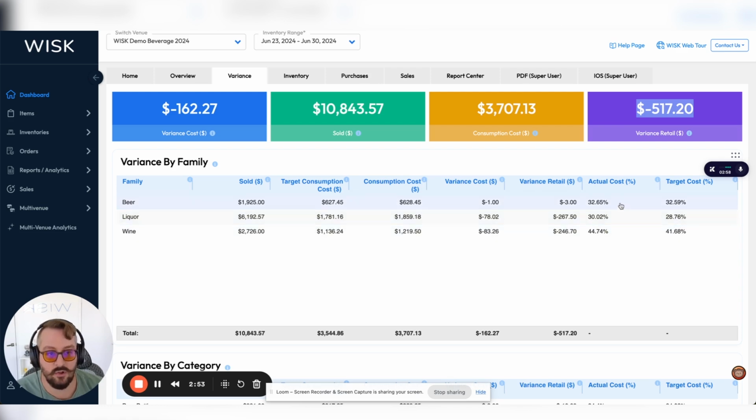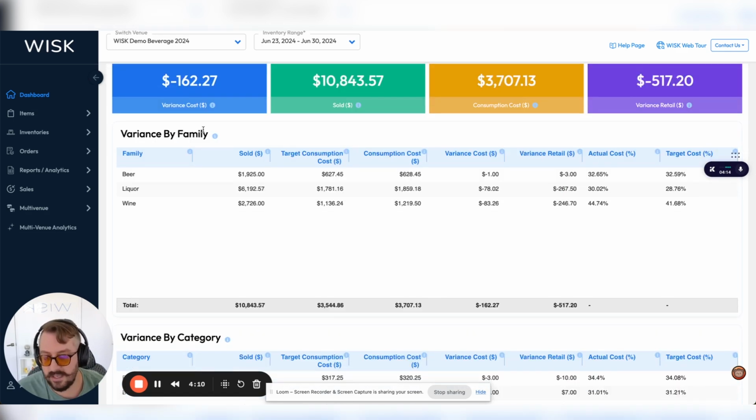And so in this case, what I'll look at is maybe just the cost percentage target and see how much we're off. So this is pretty tight. This is just a bit off, 2%, and this one's a bit off too. It's about 3%. So over here on the variance page, what I love to see right here is just how much money was lost cost-wise and what that represented in potential in retail value. It's then broken down by family.